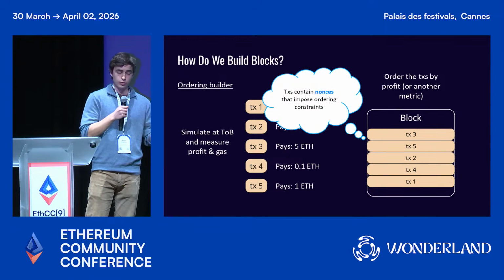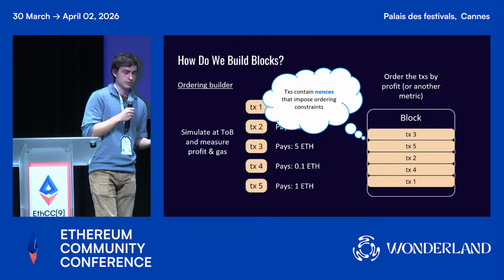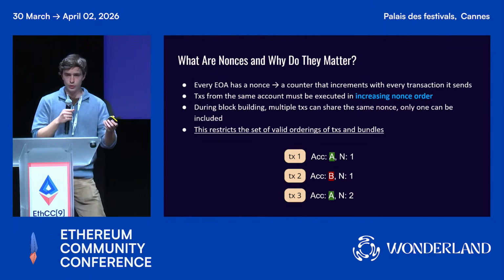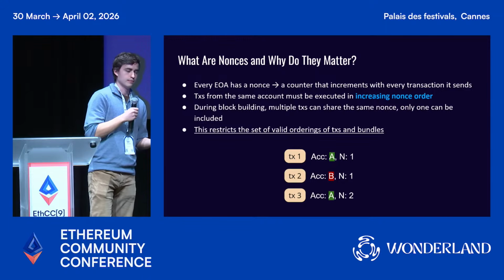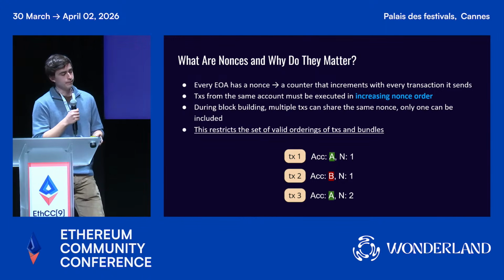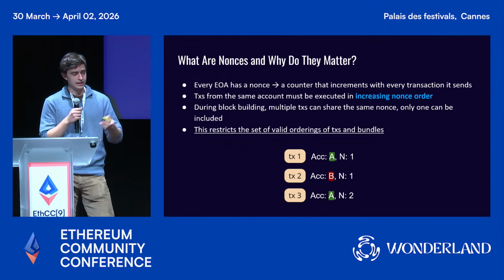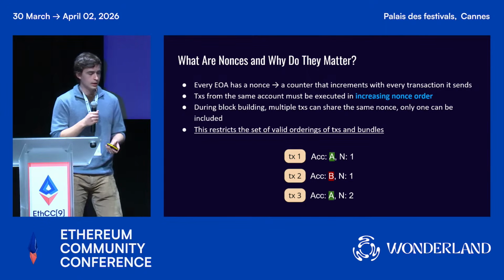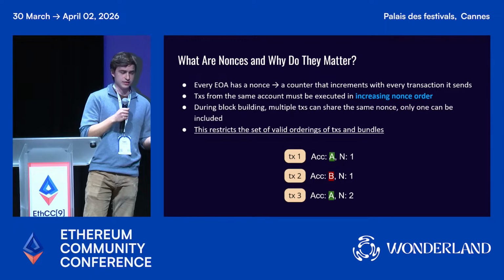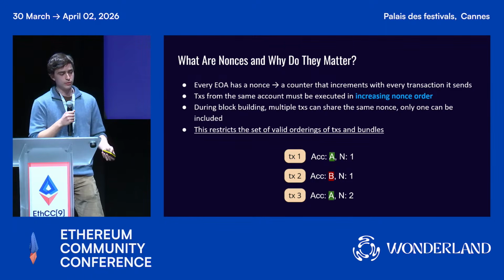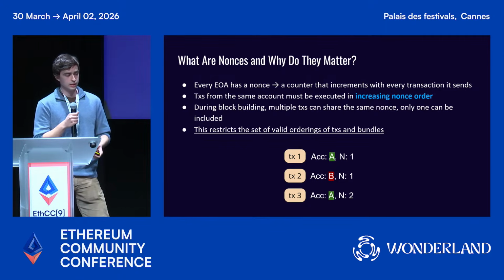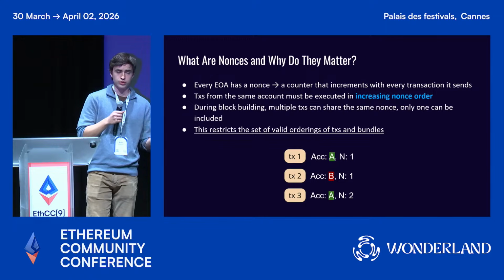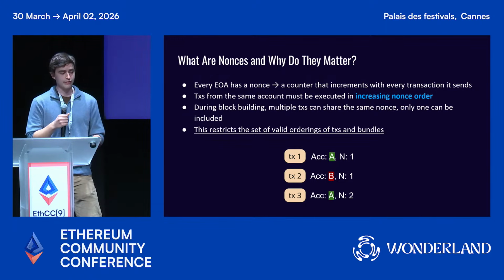However, this is ignoring one important protocol constraint, which is that transactions have nonces. So what are these nonces? Well, for every EOA, there's a counter that increments every time a new transaction is sent. The key protocol constraint is that transactions from the same account must be executed in increasing nonce order. This is relevant for block building because we might receive multiple transactions that try to consume the same nonce, and in that case we can only include one of them. But we also need to make sure that this increasing nonce order is satisfied, and so this restricts the valid set of orderings that we have.